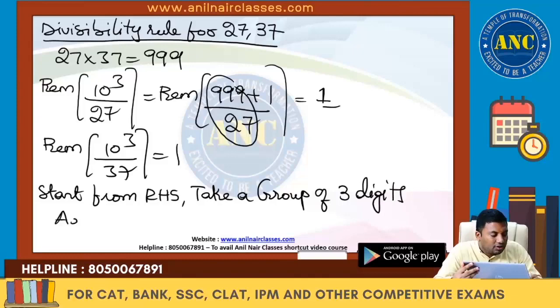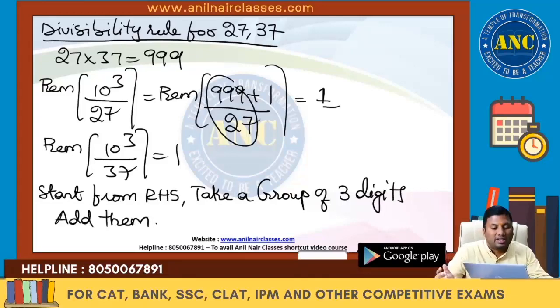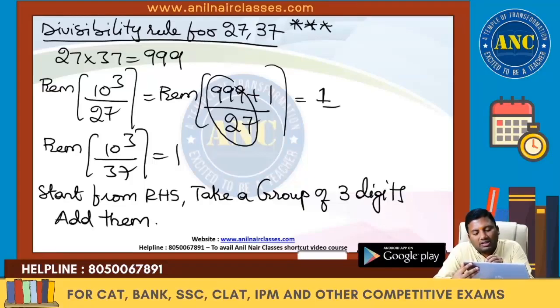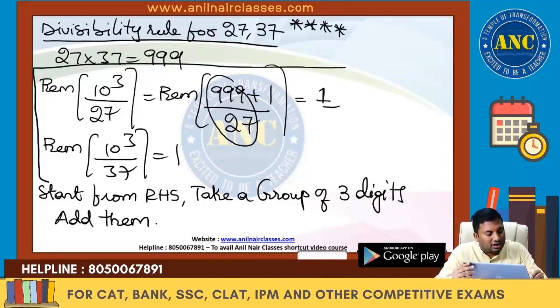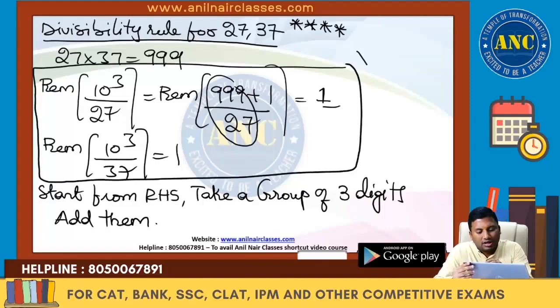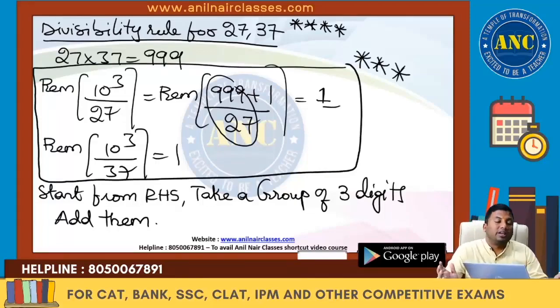Add them. That is the divisibility rule for 27, 37. These two important key points are there. Once you know this concept, this is a very, very easy problem. The 27 and 37 divisibility rule is: take a group of three digits, add them.